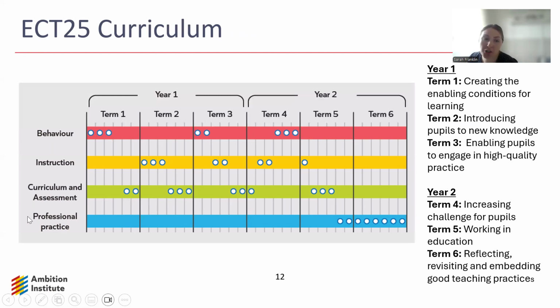We also have a new 4th strand for ECT 25 called professional practice, which comes in at the end of the 2 years. And this is all about implementing change into their classroom, and they will look at an element of their practice that they want to develop, and then look at making changes to their classroom practice. So you'll see that there's a bulk of professional practice at the end of the 2 years.